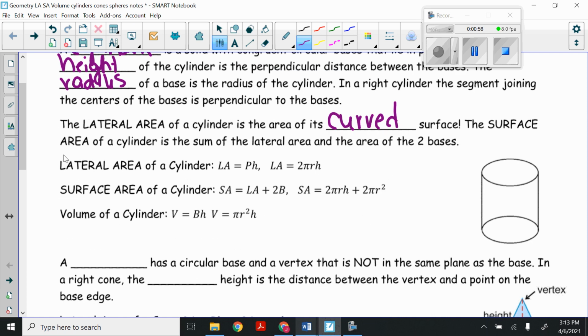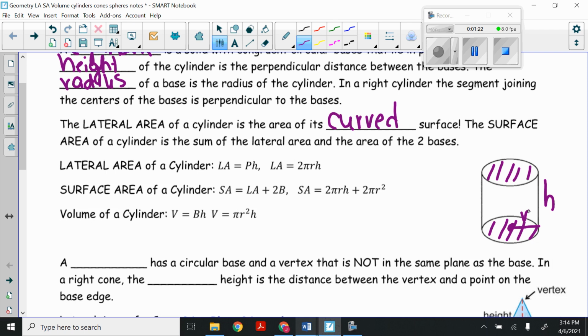So this is a picture of our cylinder. This would be the height of the cylinder. This is my base. This is another base. At the center out is the radius. The lateral area of a cylinder is still P times h, the perimeter. Since the perimeter of a circle is like our circumference, that's 2 pi r, times the height.